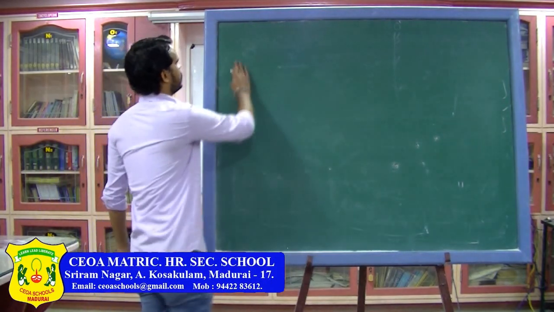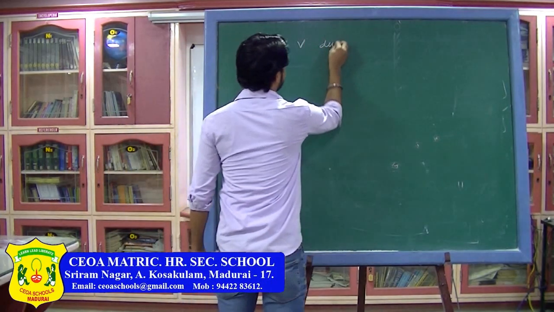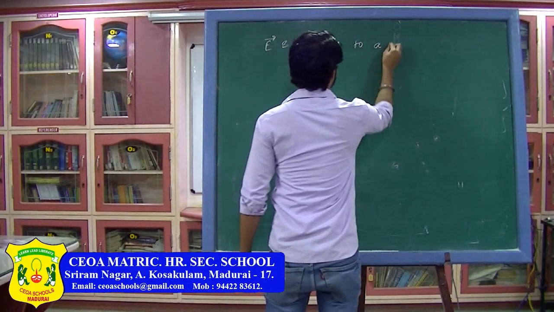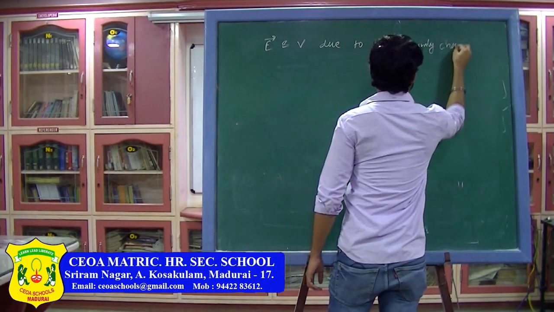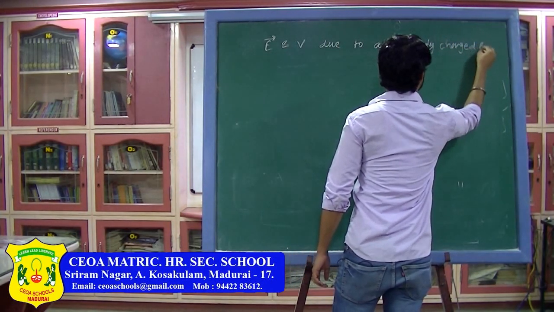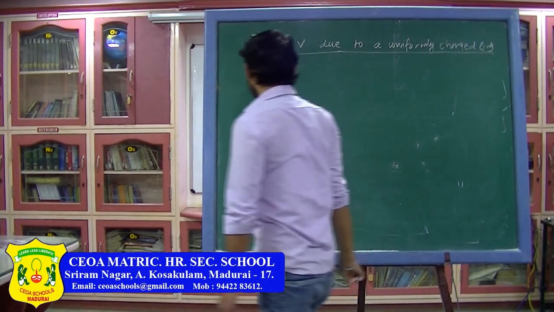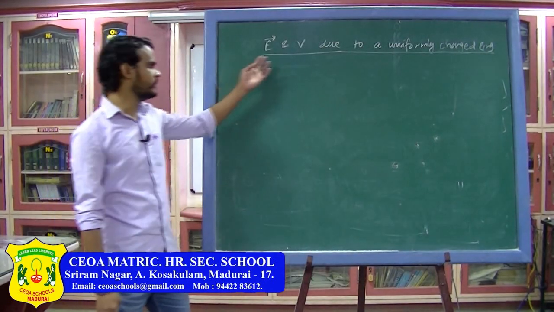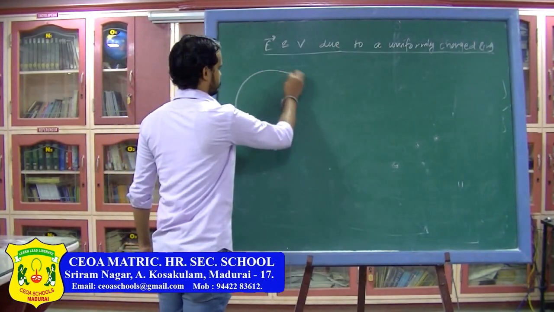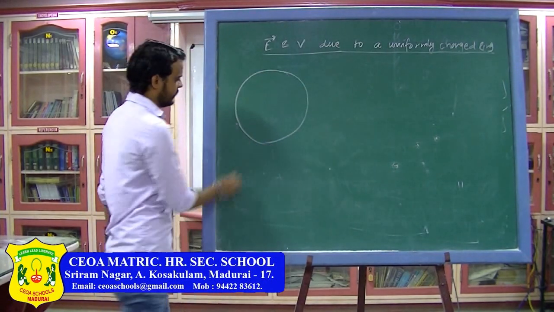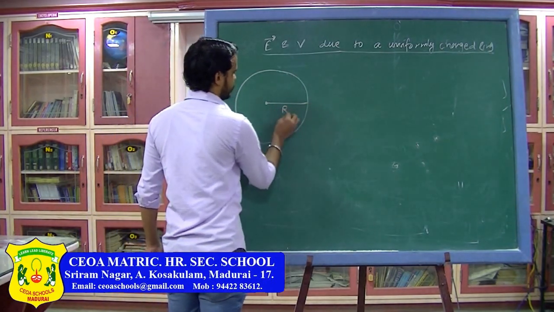So one small topic is electric field and potential due to a uniformly charged ring. So we have to find electric field and potential due to a uniformly charged ring. So we have a ring, the linear charge density on this ring is lambda and the radius of the ring is capital R.